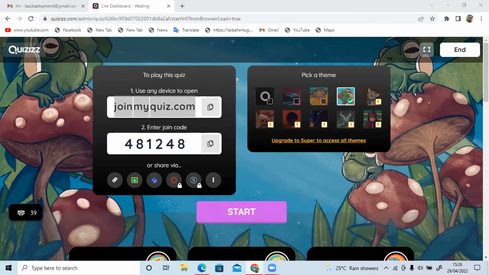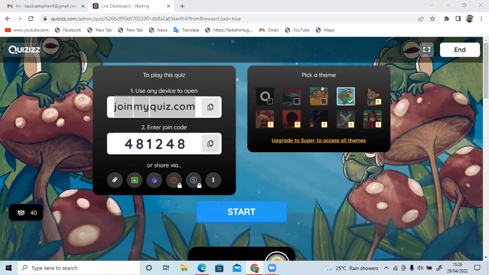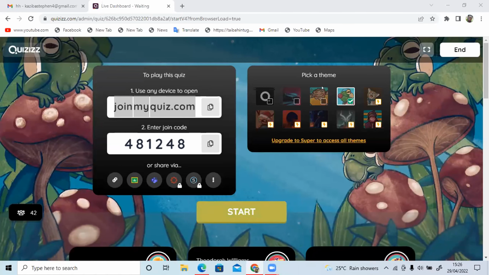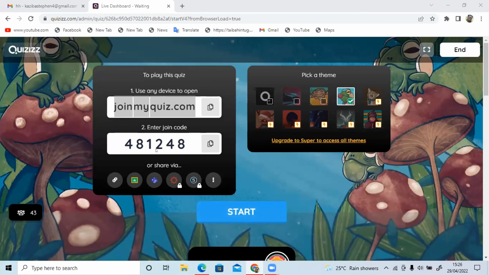I'm not understanding the code. I've gone there, but I don't have the code. The code is 481248. Are you seeing my screen? The code is here. 481248. Thank you, sir. Okay.